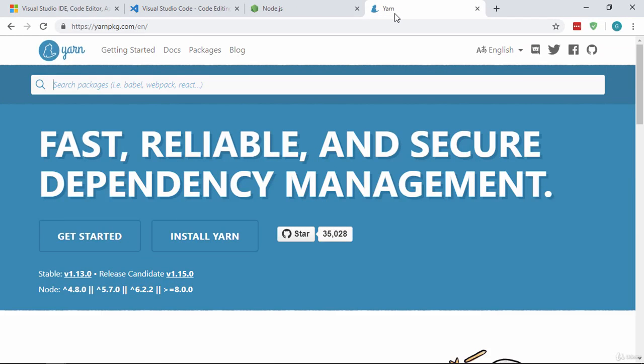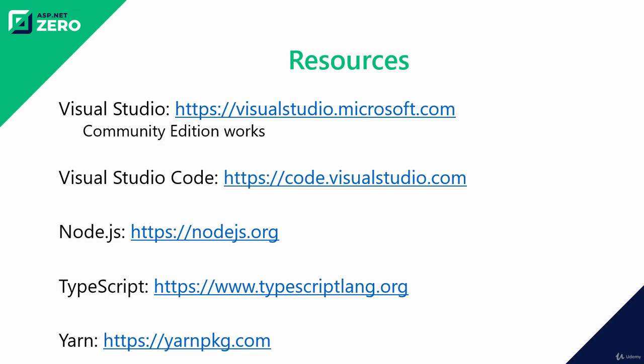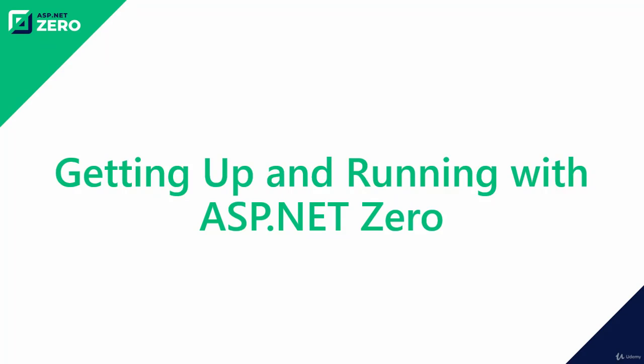Finally, we'll also be using Yarn, the Yarn package manager. Go to yarnpkg.com and download the latest version via this button over here. With these tools installed, you're ready to get started building your first application with ASP.NET Zero. For the sake of completeness, here's the list of tools that we are using together with a link where to get them from.